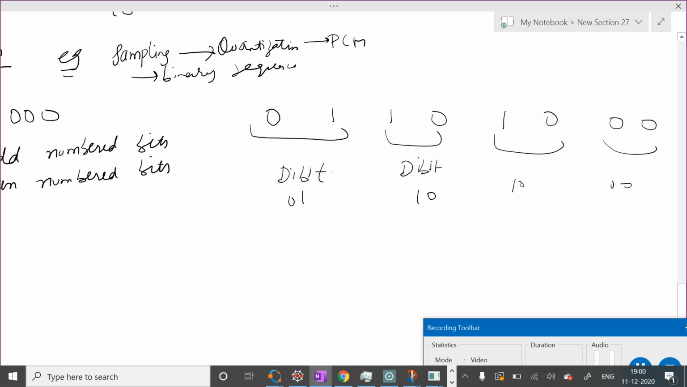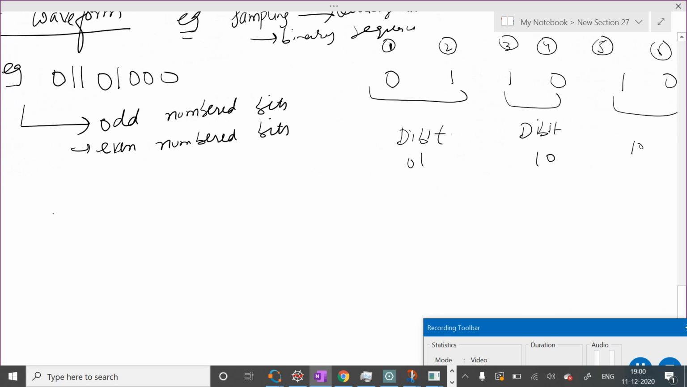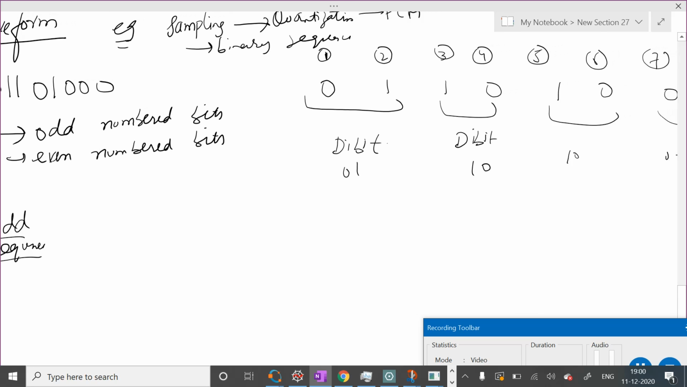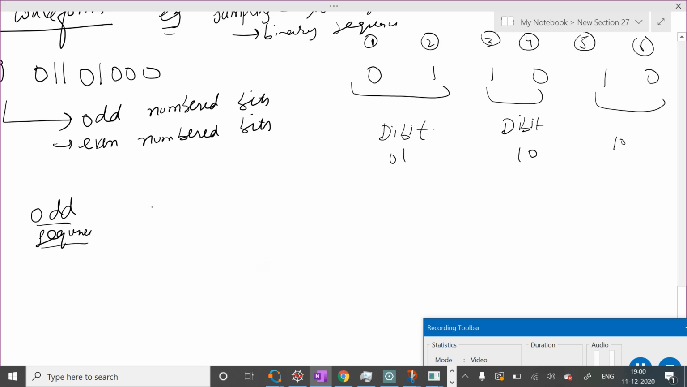Now if you start from this indexing, this is position number 1, 2 3 4 5 6 7 and 8. Now what is the odd position sequence? So bits at position 1 3 5 and 7. So the bit at position 1 is 0, then at position 3 is 1, then at position 5 is again 1, then at position 7 is 0.